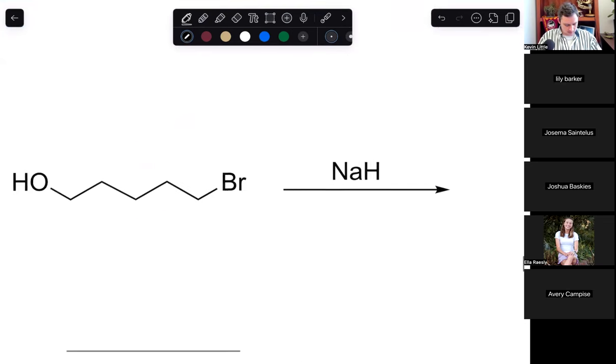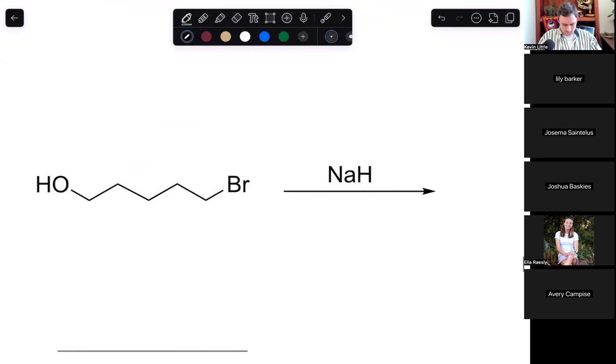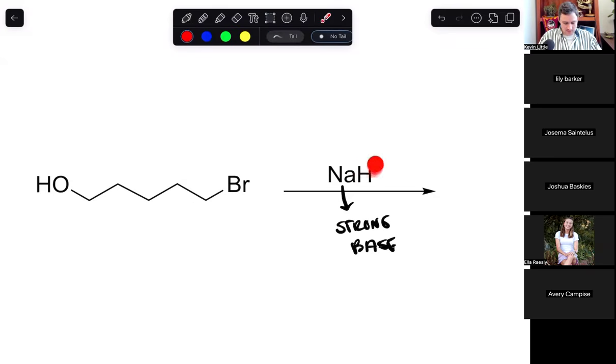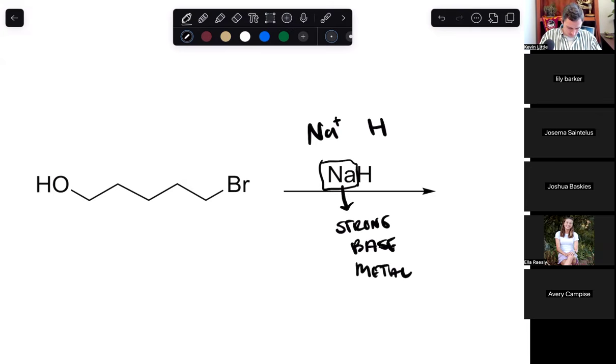All right, so now we've added a little bit of a twist. NaH. This is a strong base. It's tempting to think this is an acid because there's a hydrogen here. But what's more important is this. That's a metal. So whenever I have a metal, I'm going to draw out the ionic bond. So sodium has a positive charge, hydrogen has a negative charge.